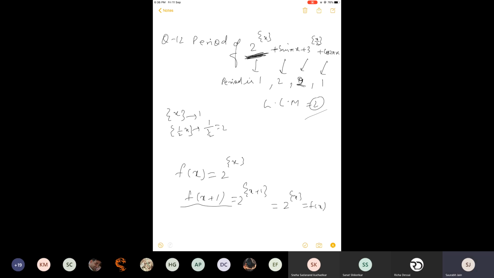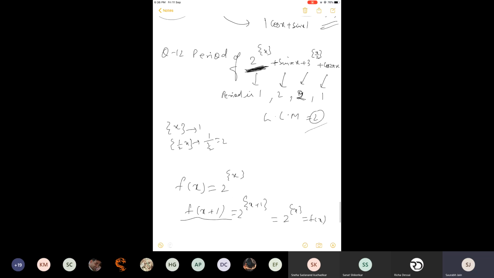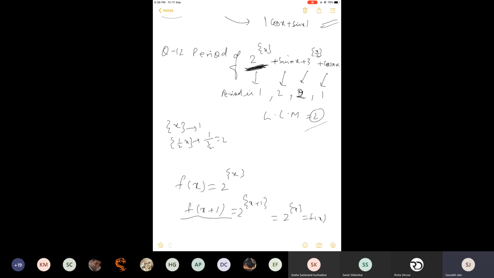If someone asks, is it an exponential function or a fractional function? These two types of fractional part. Is 2 to the power fractional part of x a fractional part function or an exponential function? What will be your answer? Any one of you? Actually, the answer is none. Neither is it perfectly exponential nor perfectly fractional.